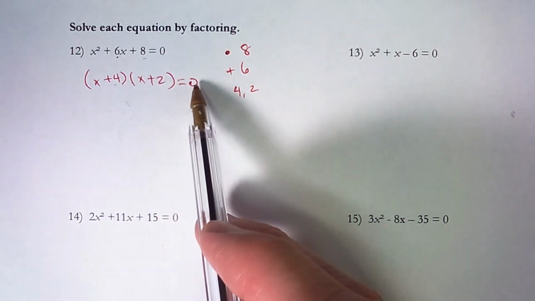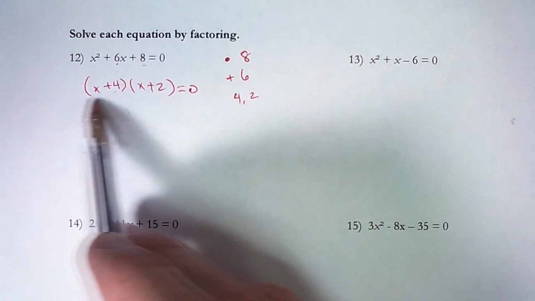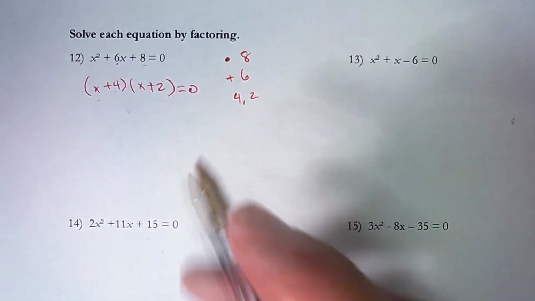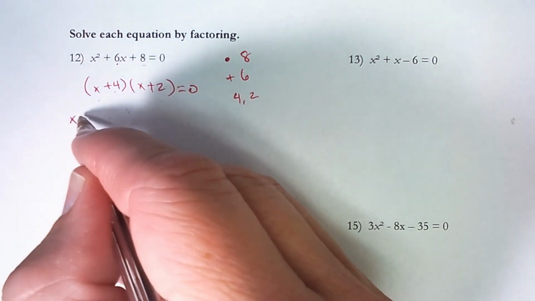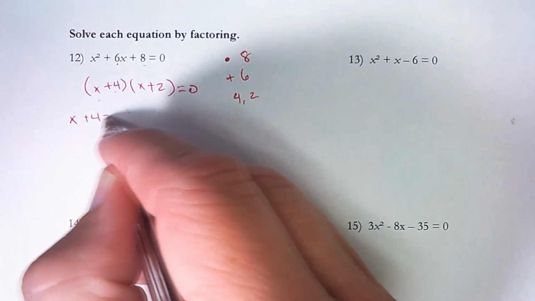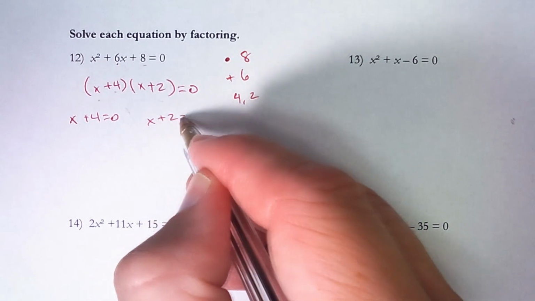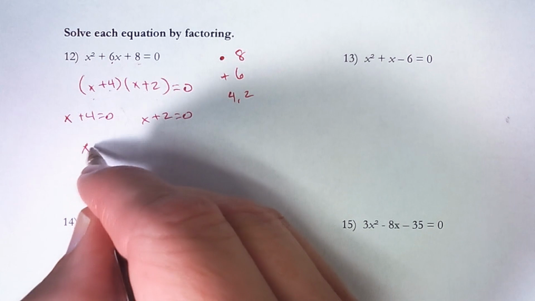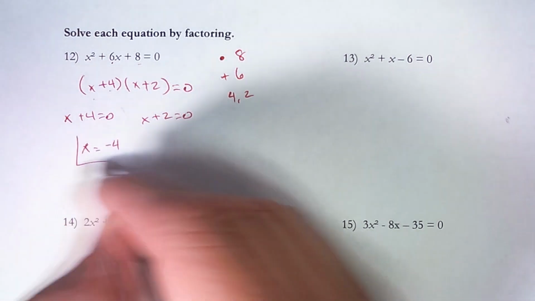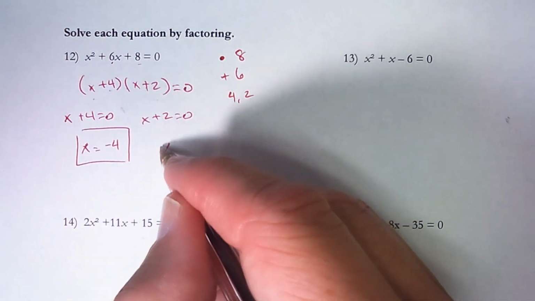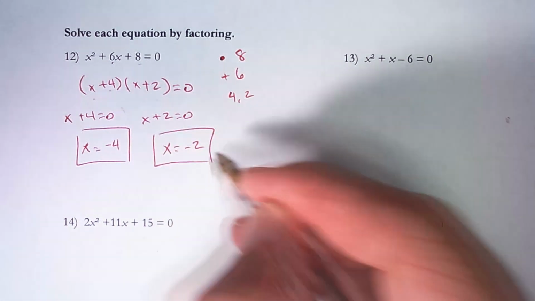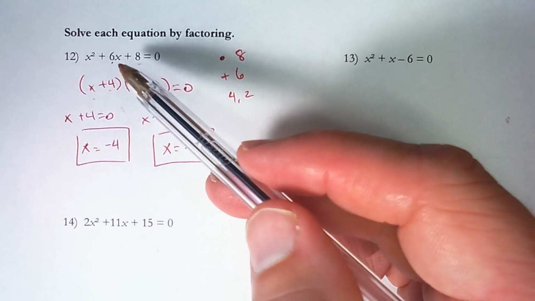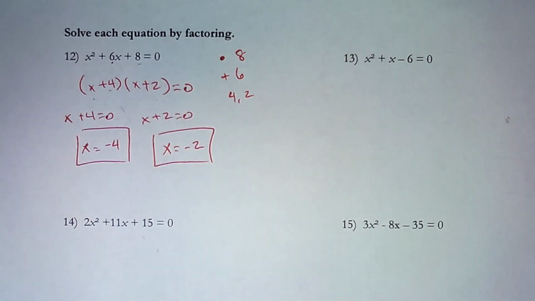Now when two things multiply to make 0, that means either this thing has a value of 0 or this thing has a value of 0. So I'm going to set each equal to 0. x plus 4 equals 0, and x plus 2 equals 0. When I subtract this 4, I get x is negative 4. When I subtract this 2, I get x is negative 2. So two solutions that satisfy this equation are when x is negative 4 and when x is negative 2.